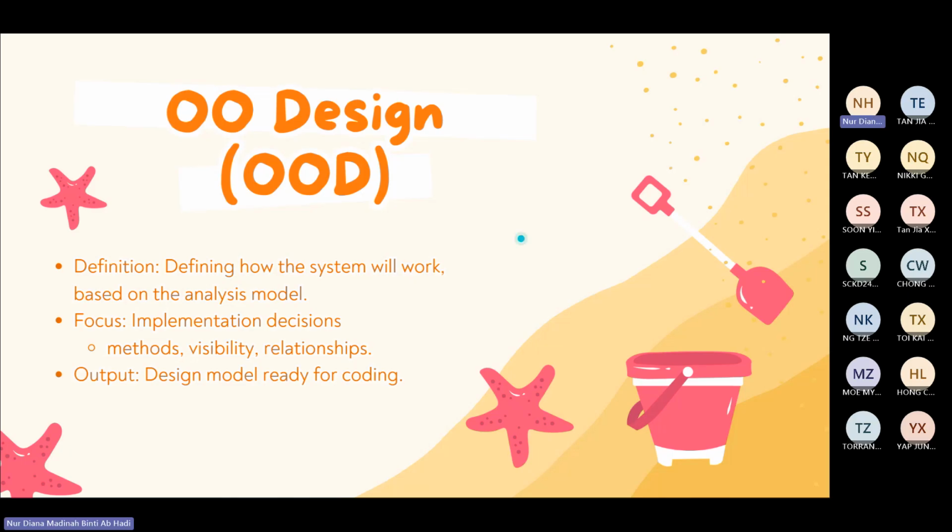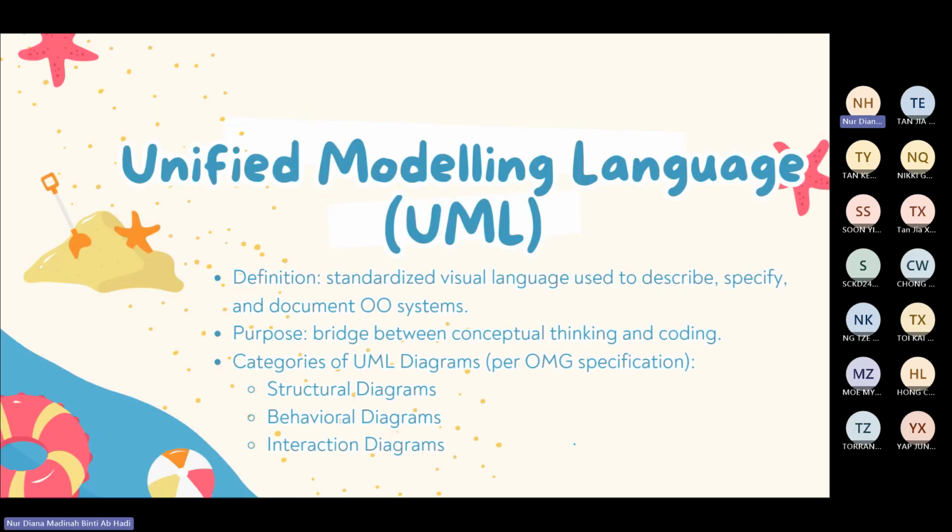Okay? So, next, here comes your UML diagram. Okay, so UML diagram is a standardized visual language. When we talk about visual, it is related to your diagram, your illustration. For what? To describe, specify and document your object-oriented system. Why? Because we need to show the relationship between the conceptual thinking and also your coding.